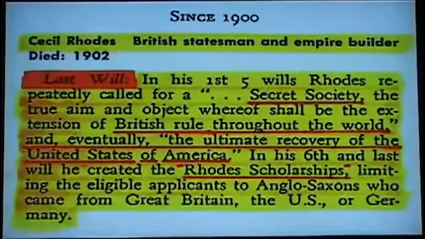So Cecil Rhodes left money to finance a secret society, the true aim and object whereof shall be the extension of British rule throughout the world, and eventually the ultimate recovery of the United States of America. In his 6th and last will, he created the Rhodes Scholarship, limiting the eligible applicants to Anglo-Saxons who came from Great Britain, the U.S., or Germany. So when you hear politicians bragging that they are Rhodes Scholars, just remember they are being promoted and financed by secret societies, the true aim and object whereof shall be the extension of British rule throughout the world and the ultimate recovery of the United States of America.